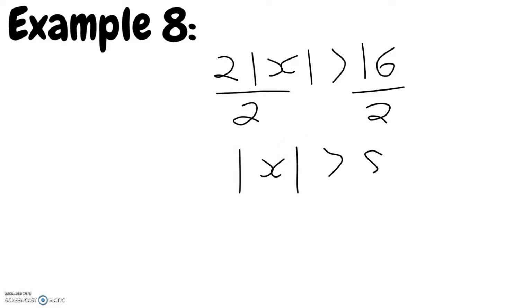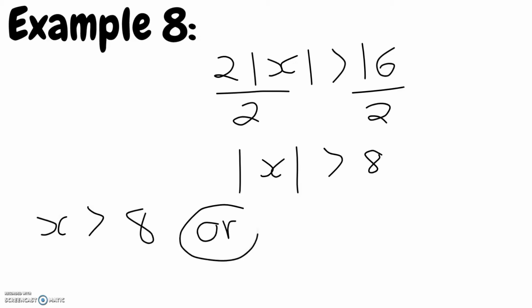Now, upon looking at this, you can see that it looks awfully similar to what we just solved in the last example. And if you don't know how to solve that, please go back and watch it in case you're confused. But if not, you know that our solution is going to be x is greater than 8 or x is less than negative 8, sorry. And that is our solution, and we are finished. Let's go to the next example.